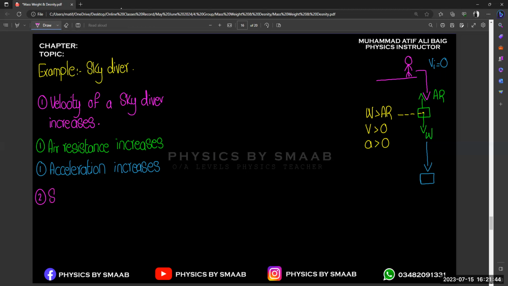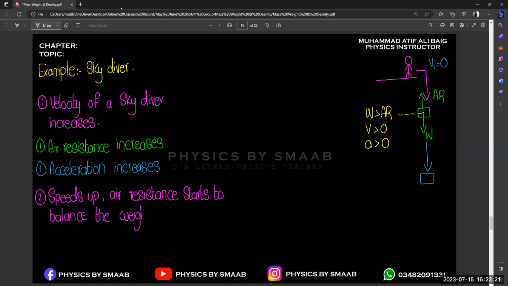When the skydiver speeds up, air resistance increases to balance the weight of an object.